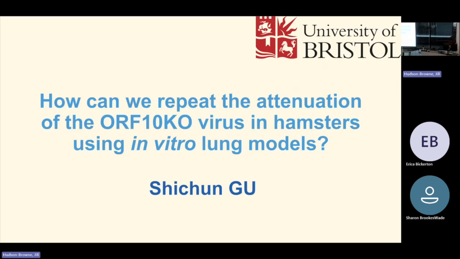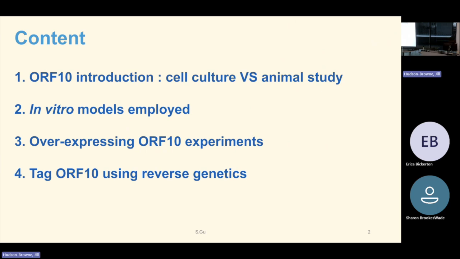Hello, I'm Shichun, and I'm going to talk about the last open reading frame, ORF10, on the SARS-CoV-2 genome. This talk is divided into 4 different parts. The first is a quick introduction about ORF10, the results we get back from cell cultures and animal studies. The second part will be about 3 different lung models we've used in laboratories. And the third and fourth parts are 2 different approaches I'm using at the moment, trying to study further the pathogenicity and the possible functions involved in ORF10.